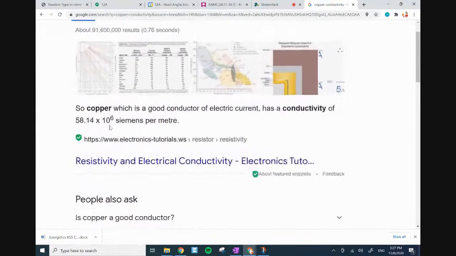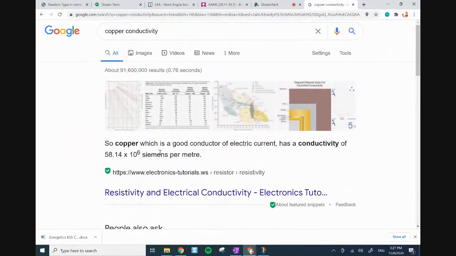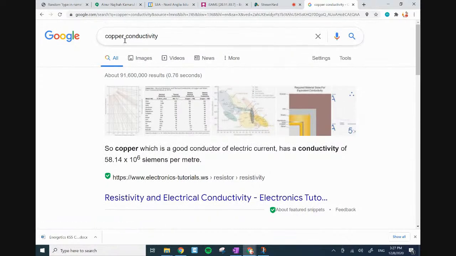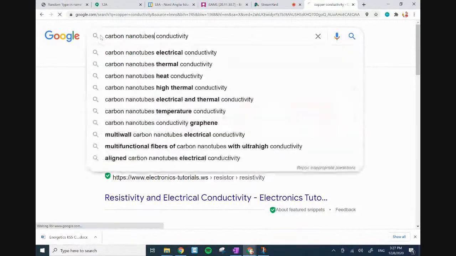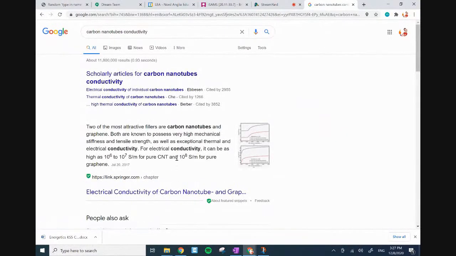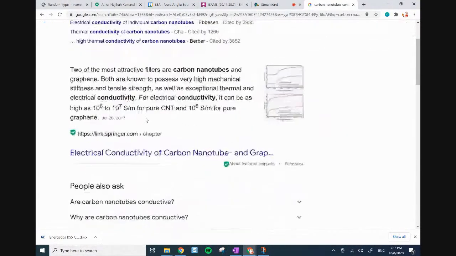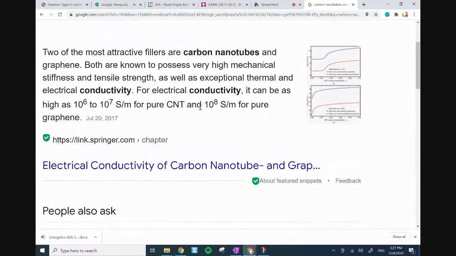So anyway, Siemens per meter. Copper is a fantastic conductor. That's good. That's a high number. Look at 10 to the 6 Siemens per meter. Let's do carbon nanotubes, conductivity. So the other one was 10 to the 6. It can be as high, for pure carbon nanotubes, as 10 to the 8. That's 100-fold better. That's insane.